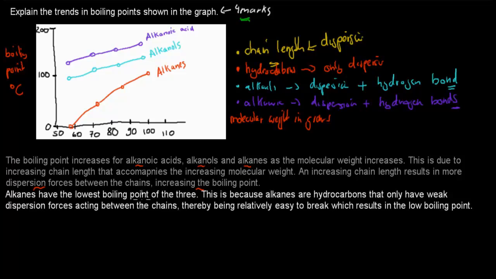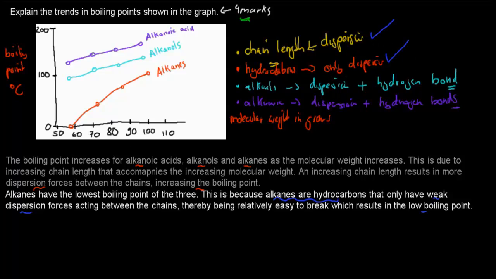Now the next point I made was about the hydrocarbons, why they are the lowest. Alkanes have the lowest boiling point of the 3. This is because alkanes are hydrocarbons. They only have weak dispersion forces acting between the chains. So they only have the weak dispersion forces, that's it. Thereby being relatively easy to break, which results in the low boiling point. So because they have only dispersion forces, they have relatively weak forces, which are easy to break, and thereby have a lower boiling point.